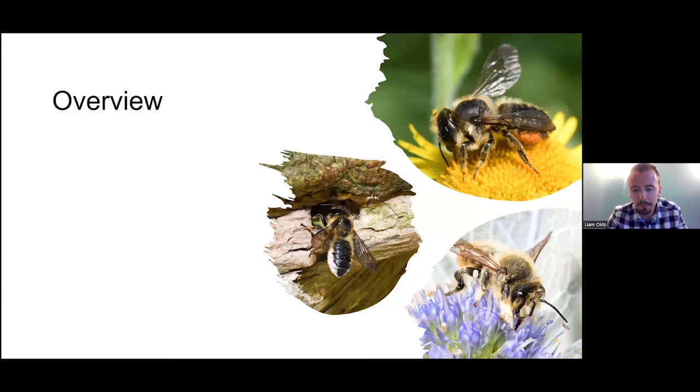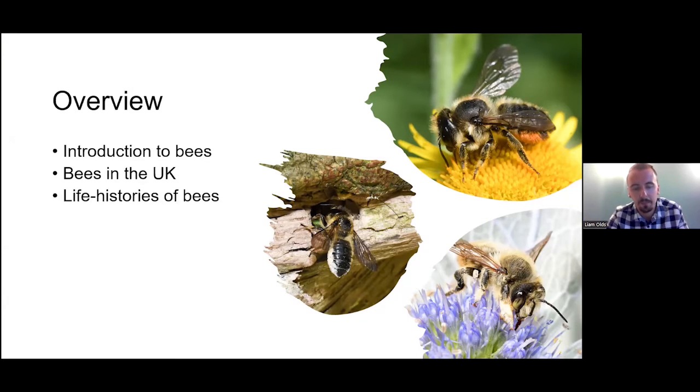By way of overview of what the talk is going to cover, it's going to be an introduction to bees in general. Then we'll have a look at the number of species we've got in the UK and where they fall within, solitary bees, honeybees, bumblebees, and so forth. We'll have a look at the life history of bees as well. So this is just to give you a bit of an introduction to bees as a whole.